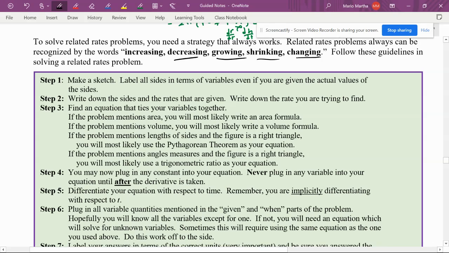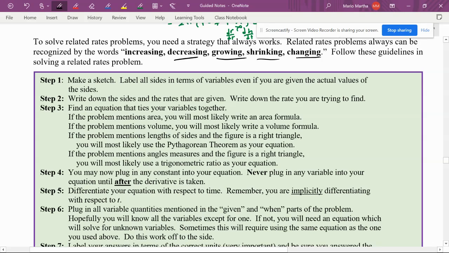If the problem mentions area, you will most likely write an area formula. If the problem mentions volume, you will most likely write a volume formula. If the problem mentions lengths of sides and the figure is a right triangle, you most likely will use the Pythagorean theorem as your equation. If the problem mentions angle measures, and the figure is a right triangle, you will most likely use a trigonometric ratio as your equation.